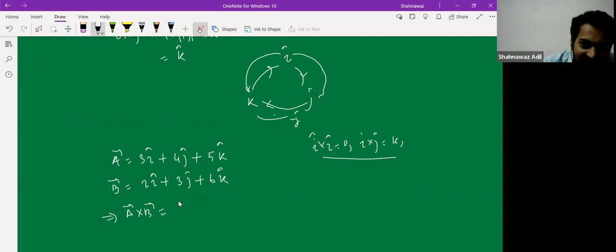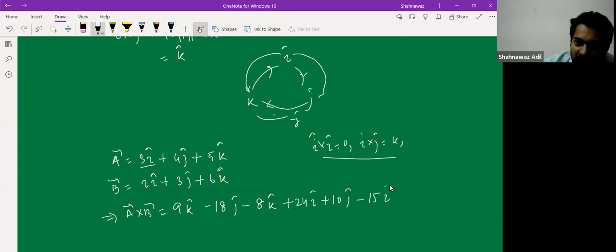Let me calculate. So 3i into this is 0. So this is 9k. And this is 3 times 6, 18. IK is minus J, so this is minus 18J. And 4JI is minus, JI is minus K, so minus 8K. And this is 0. And this is 24 I. And this is K I, 10 J. And this is K J, minus 9 I, and this is 0.